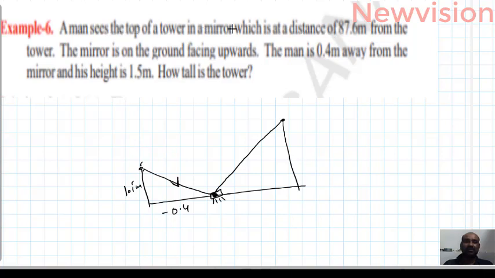Okay, next, what is given? A man sees the top of a tower in a mirror, which is at a distance of 87.6 meters from the tower. This is 87.6 meters from the tower. What should we find? We need to find the height of the tower, which will be h. So, a simple application. This is 90 degrees.